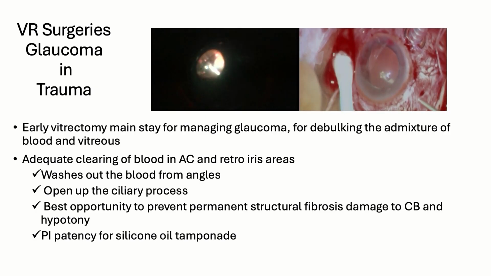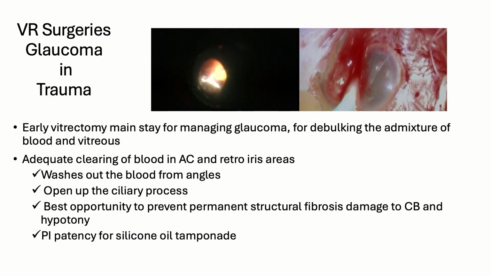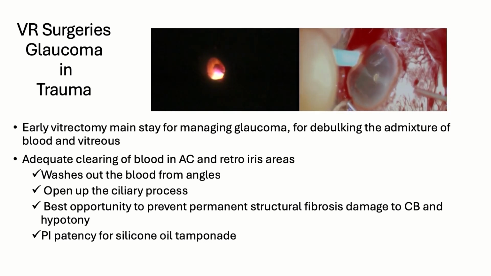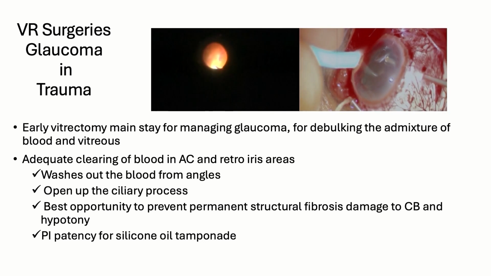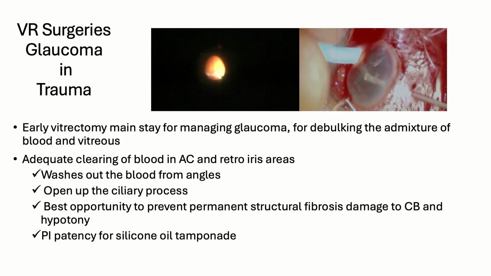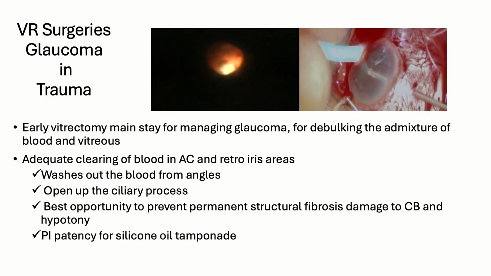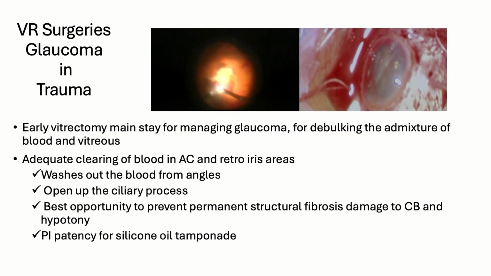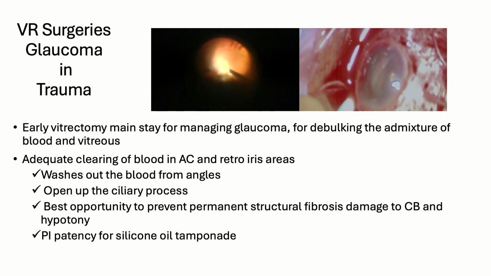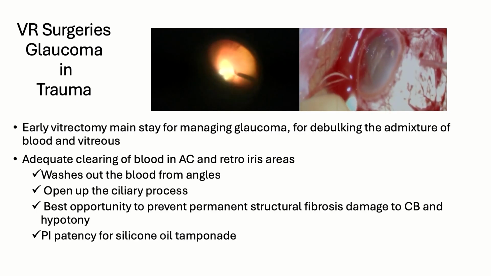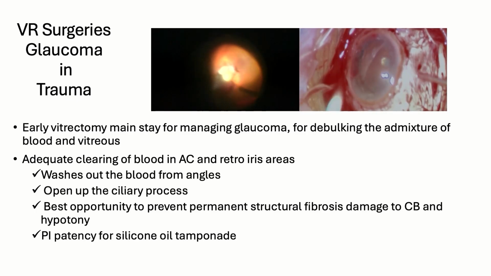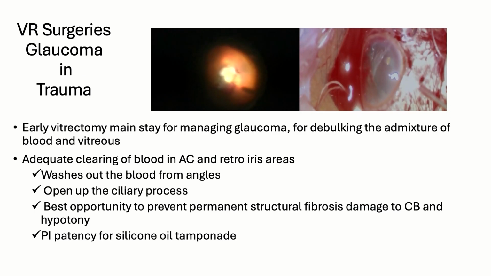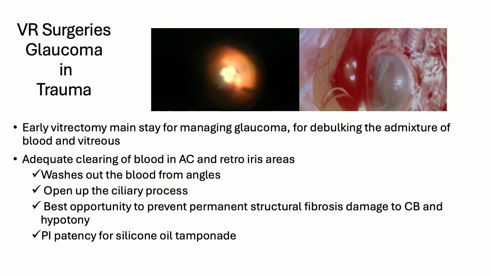And what is essential in these cases? Early vitrectomy is the mainstay, and you need to clear the blood from the anterior chamber. As you see here, the anterior chamber, the angles will be filled with blood. It will be stuck with blood debris. So you need to give a good wash, clean up all that area, the vitreous which is adherent to the angles also, and wash the blood from the angles. This helps to open up the ciliary process as well, and helps to prevent permanent structural fibrosis damage to the ciliary body.